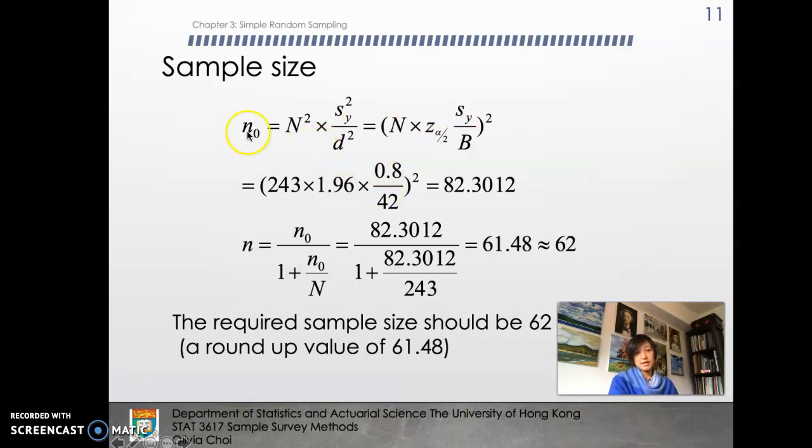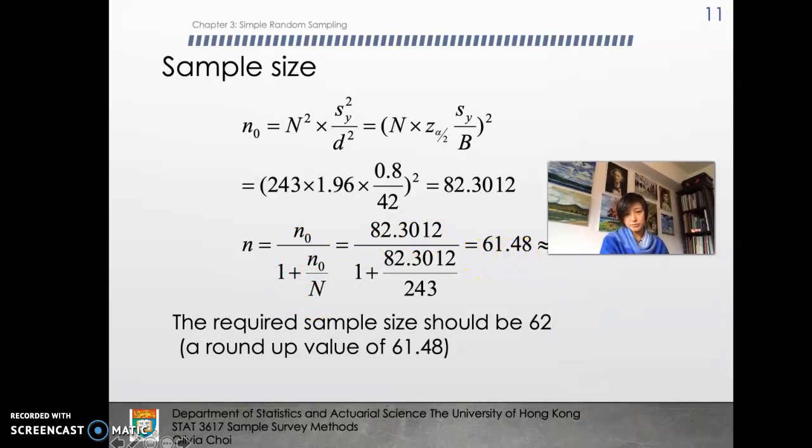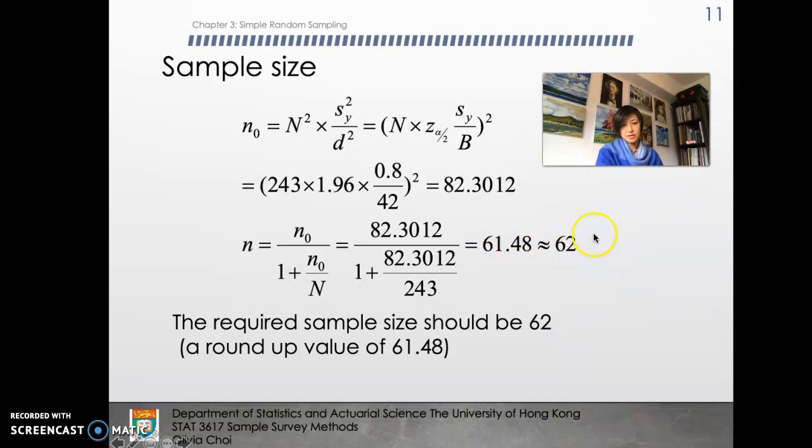But don't forget, N naught is just the first assessment. So we can correct it: N naught corrected is N naught over 1 plus N naught over N. Indeed, a sample size of 62 is already good enough to satisfy our bound of error and the assurance requirement. So 62 is a better figure. If both of them satisfy our requirement, why take 20 more data, right? We want to save the money and the time resources. So 62 is good enough.